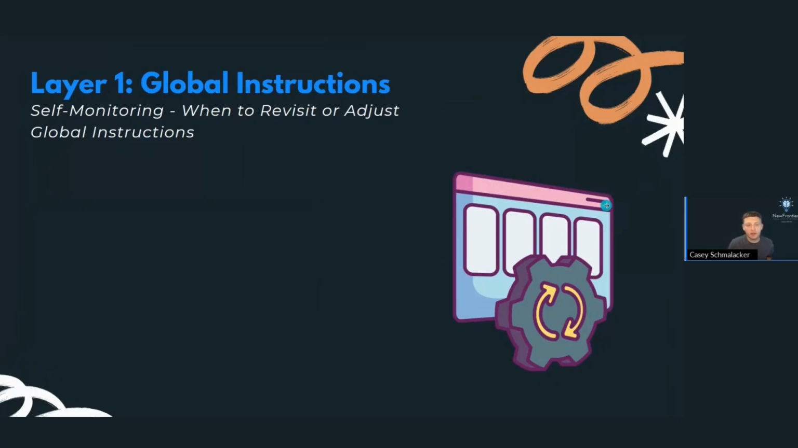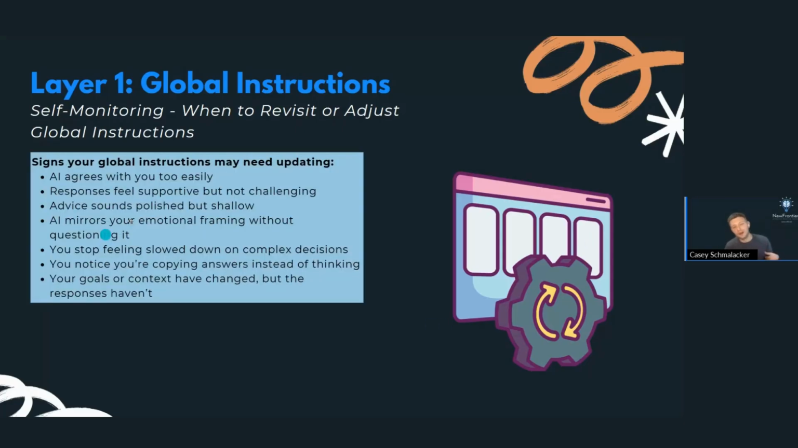So, and we'll go through this with each of them, what's a component of self-monitoring here? When should we be revisiting or adjusting the global instructions? So, signs that the global instructions may need updating: if AI agrees with you too easily, an echo chamber, we might need to go in and adjust a little bit there. If responses feel supportive, but they're not challenging us, then it's just becoming a cheerleader. And even though that may feel good, that's not always pushing ourselves. That can be a little bit of relinquishing responsibility.